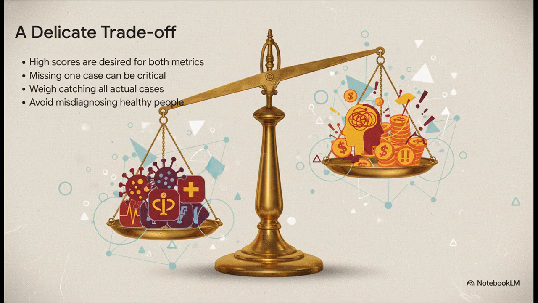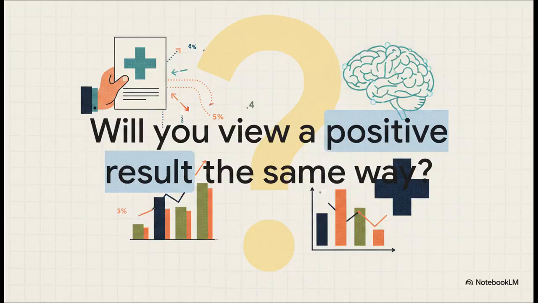So the crucial point here is that medical testing is fundamentally a very delicate trade-off. It's a game of tug of war. Ideally, sure, we want high scores for both sensitivity and specificity, but even high numbers might not be enough. If you're screening for a highly fatal disease, missing even one single case is critical, so doctors might actually accept more false positives just to make sure they catch every single actual case. They constantly have to balance the severe harm of missing a critical illness against the immense panic and cost of misdiagnosing a healthy person.